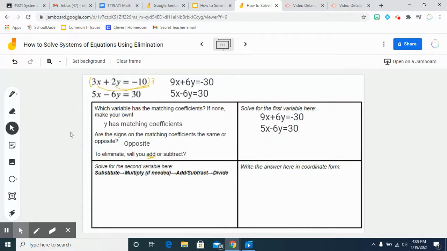So we said that we're going to be adding. So I'm going to make a plus sign right here. And then we just got some math to do. So we've got 9 plus 5, which gives us 14x. We're eliminating y in this situation, so we just can write equals. Negative 30 plus 30 gives us 0. And this one works out pretty nice and even. So we have x equals 0.